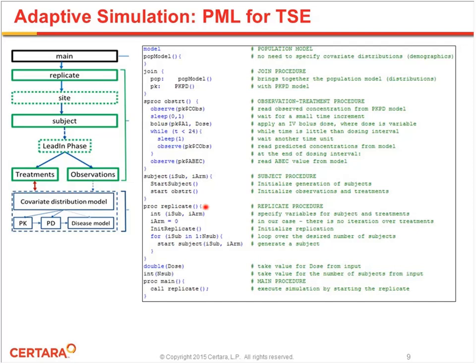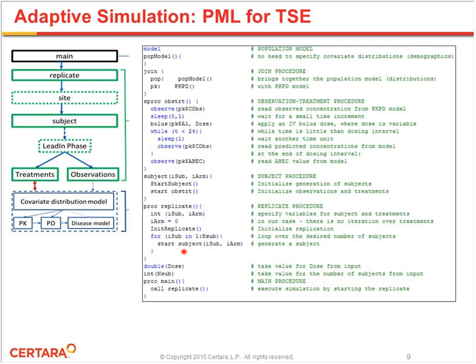The next procedure is a replicate procedure, where we just define the different subjects and different treatment arms. Since we only have a single treatment arm, we set this I arm to 0 and initialize the replication, and then looping over the number of subjects to create those subjects and assign them to a specific treatment arm, in this case just a single one.